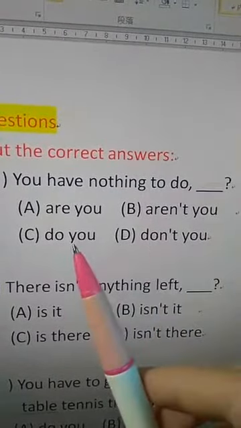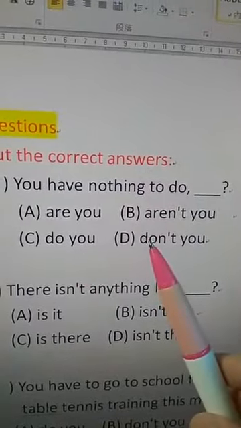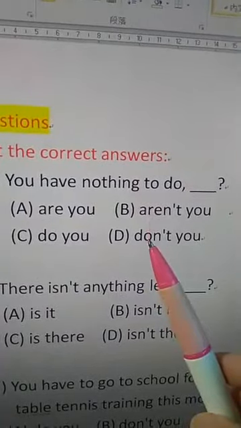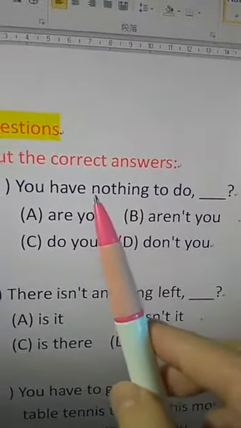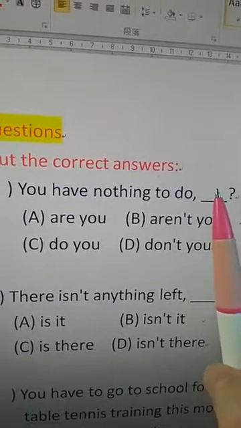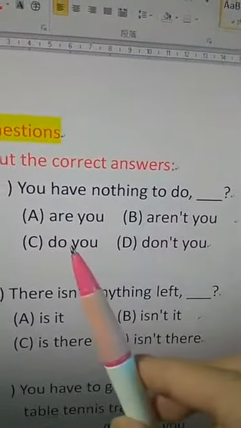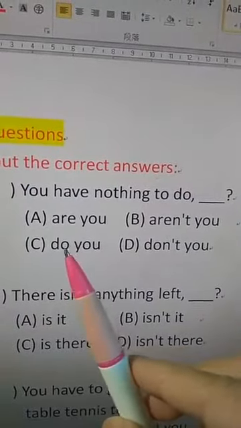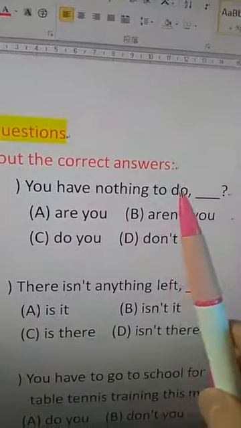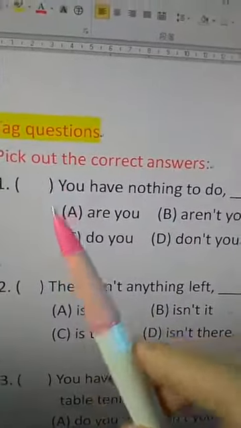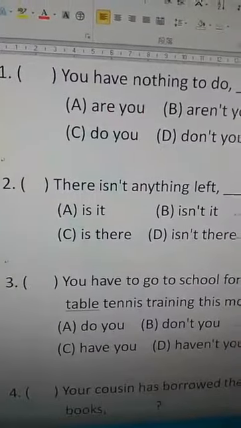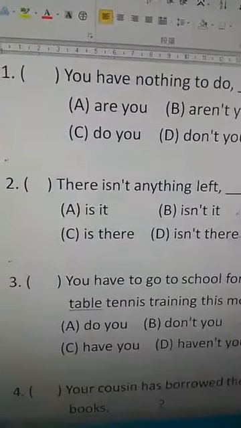Hello, Hanif. We use do or don't. Think about it and write it in your comments, okay? Yeah, because the main sentence is a negative sentence, so we use a positive tag question here. So we use do you, okay? Do you. So the answer is C here. You have nothing to do, do you? The answer is C.